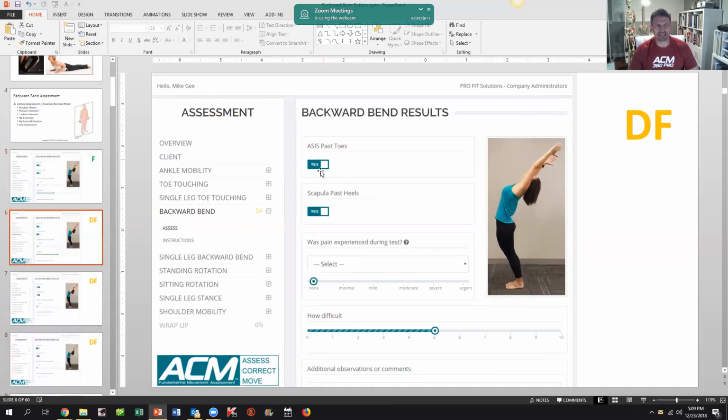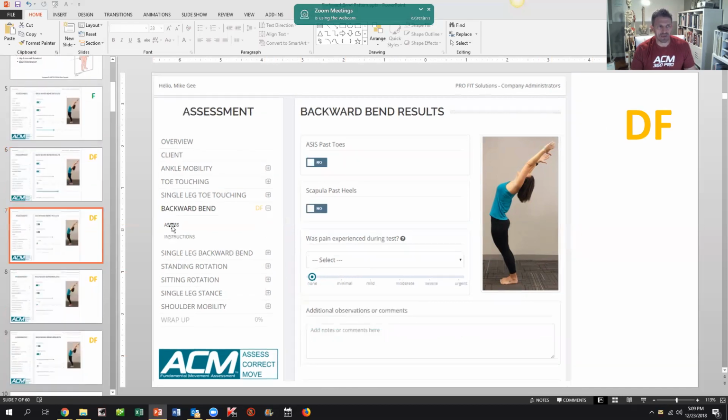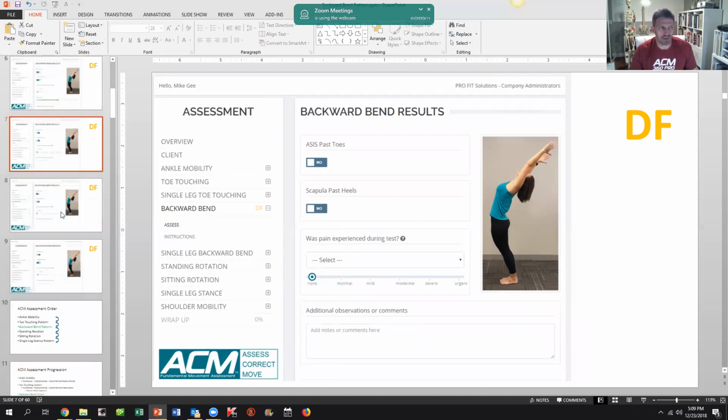If we have a yes and yes, they can do this, but it was really difficult. You saw them struggling, you saw them losing their balance, or it's really tight. A 5 or greater, the result is a dysfunctional pattern. If we have a no and no for the ASIS hip extension and the thoracic extension, meaning the scapula behind the knees, then there's no choice of difficulty, because it's already difficult enough. It automatically comes back as a dysfunctional pattern.